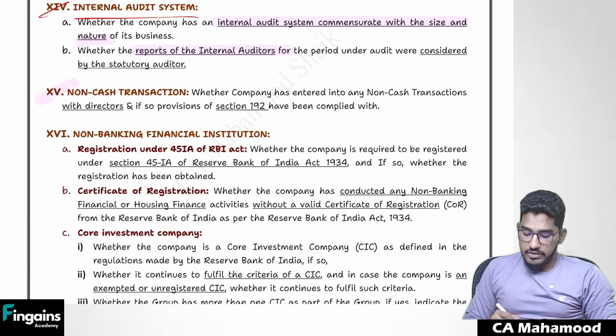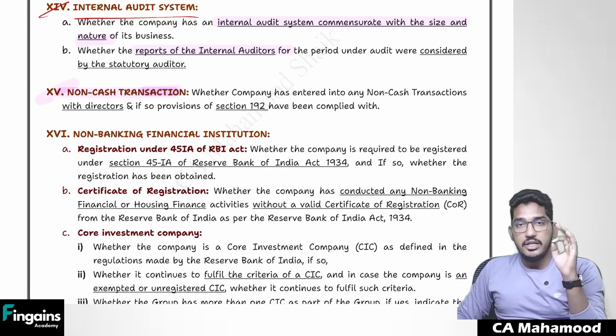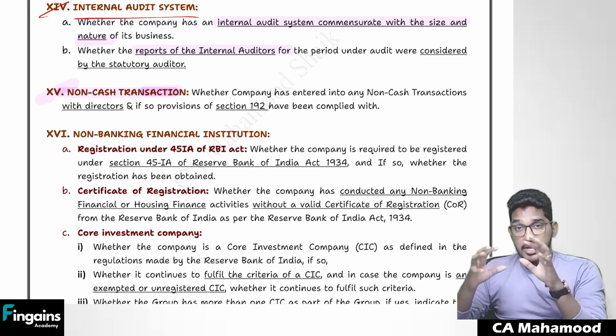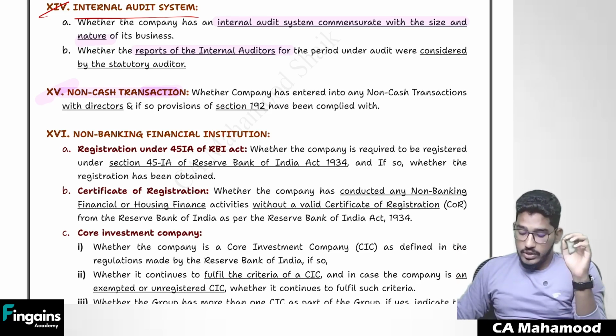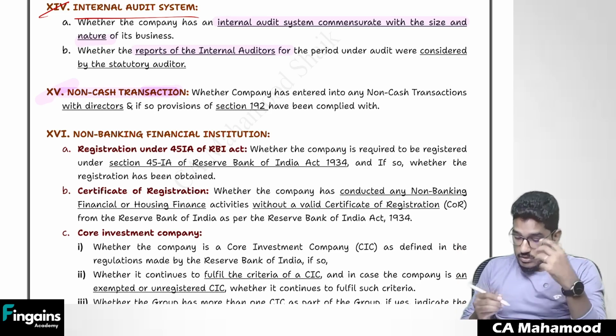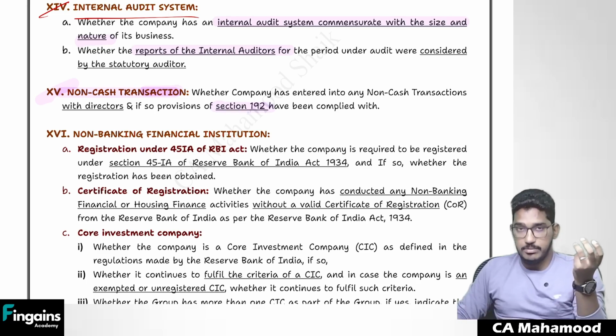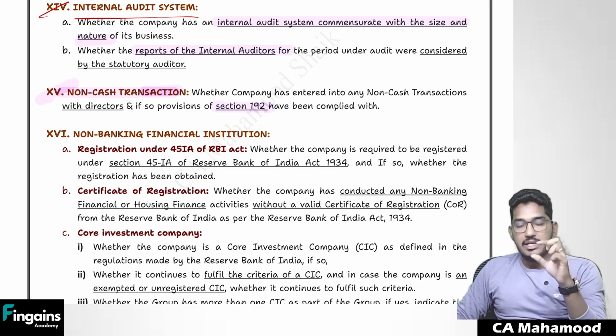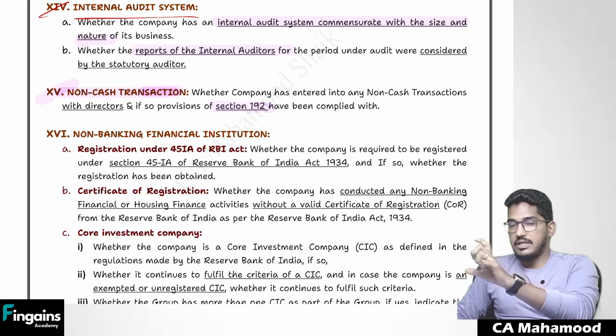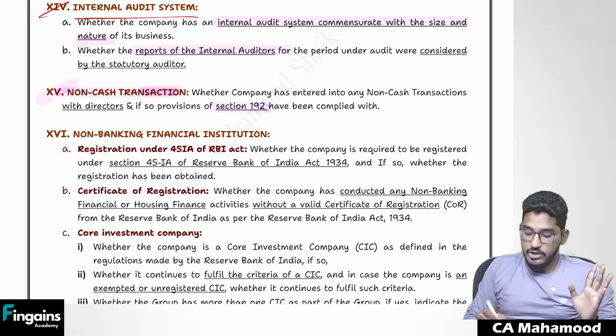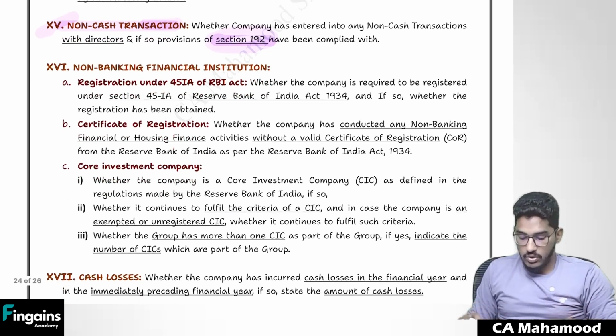Then finally, the 15th one, non-cash transactions. If your client company has entered into any non-cash transaction, like any barter transaction with the directors, they can't do it in whatever manner they want. There are certain rules given under section 192 of the Companies Act. So I need to check if my client company has entered into any non-cash transaction with the directors, whether the provisions of section 192 are complied with or not.